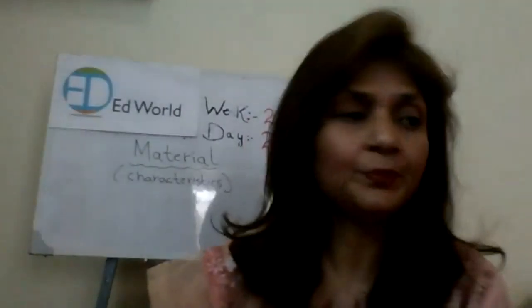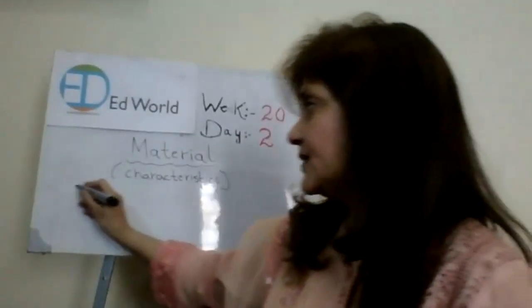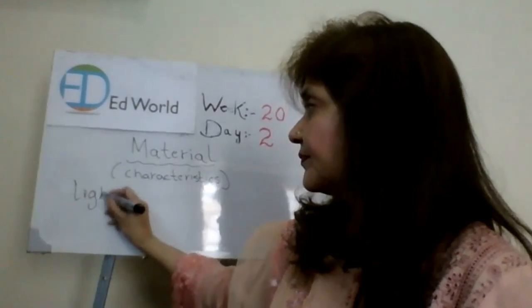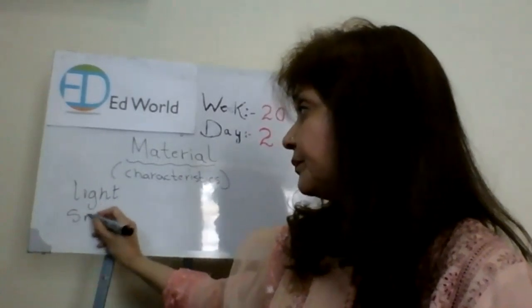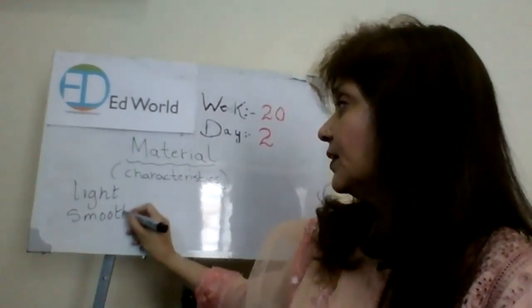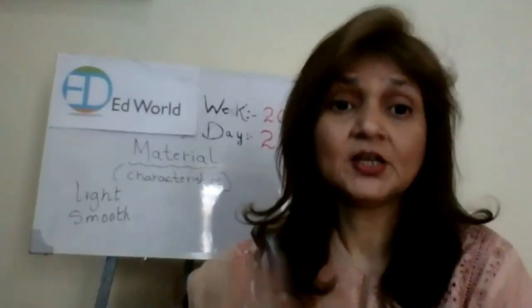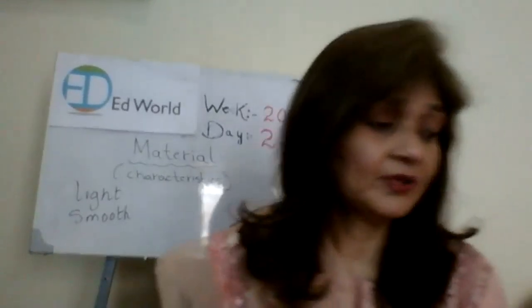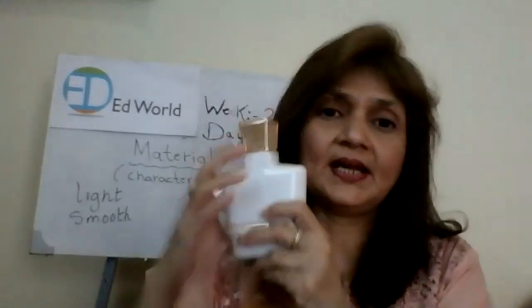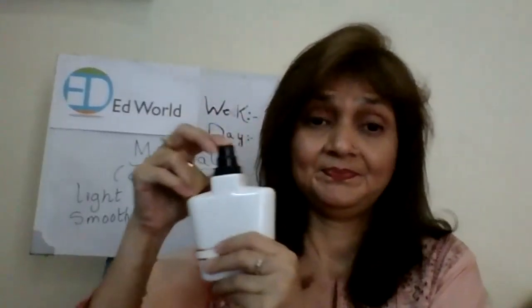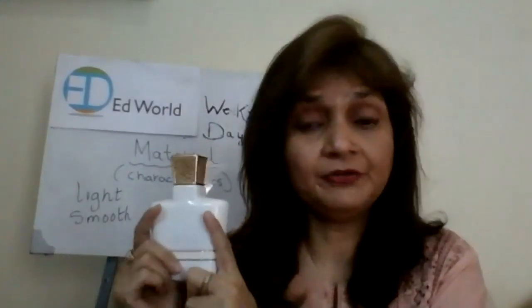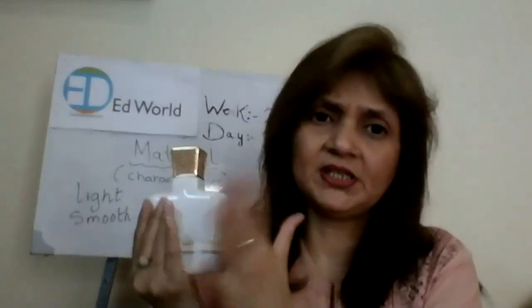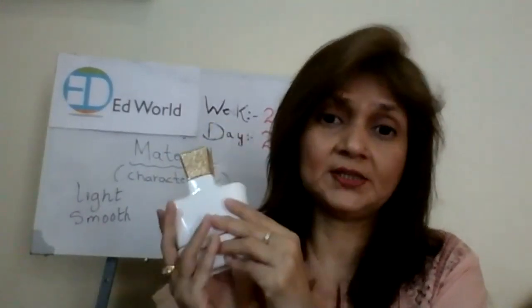So this is one property of material, that is light. Light and what else? What did I say? Smooth also. Light and smooth. This is the first property or characteristic of material. Now, what is this I'm holding in my hand? It's a bottle of perfume. Now, what is the material? What material is this? What do you call it?